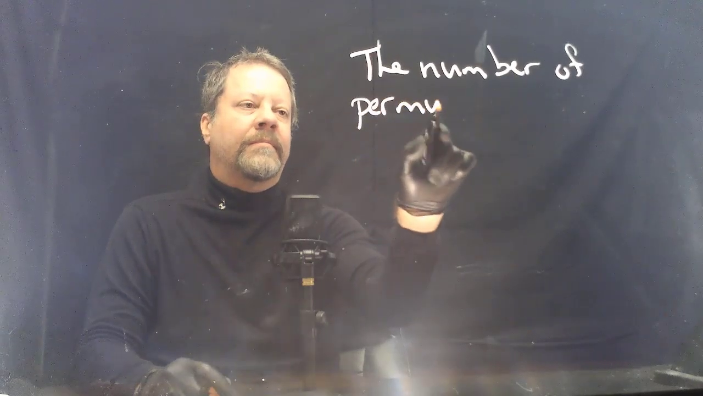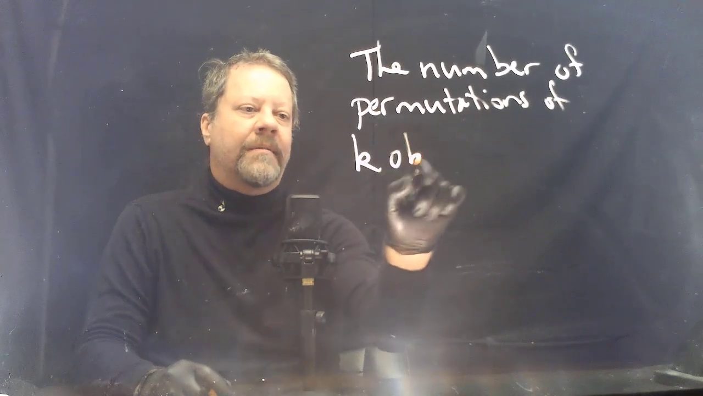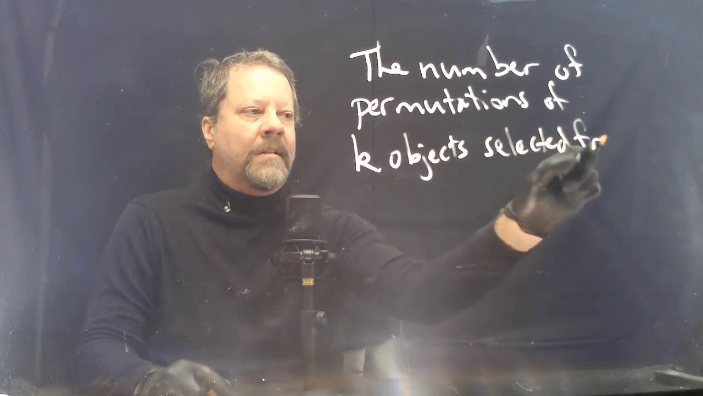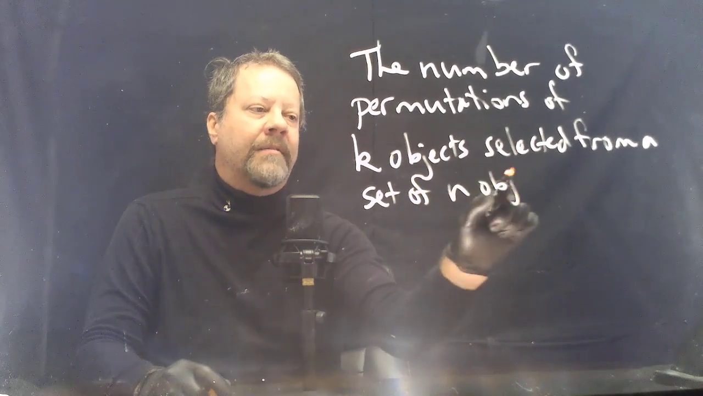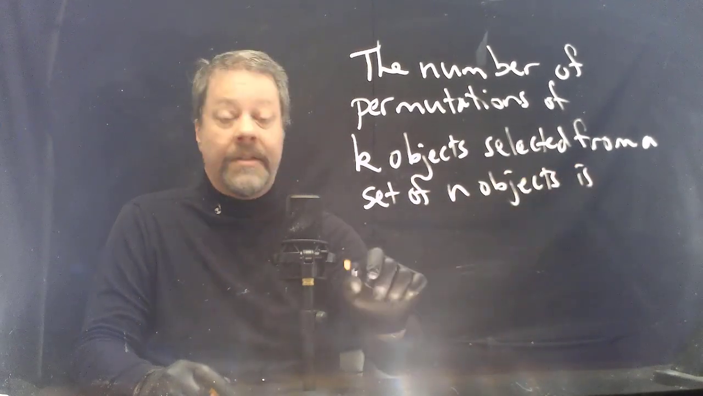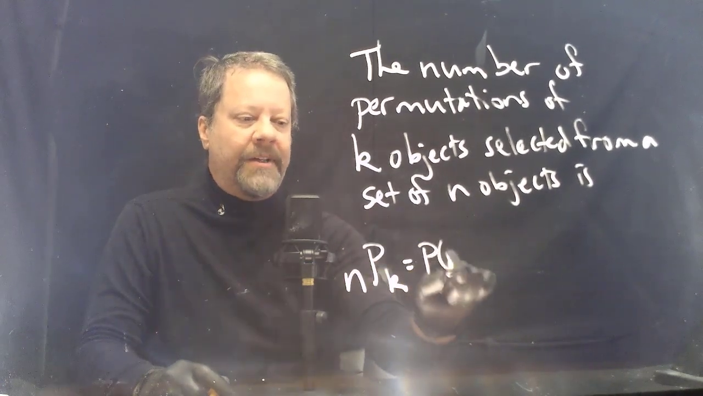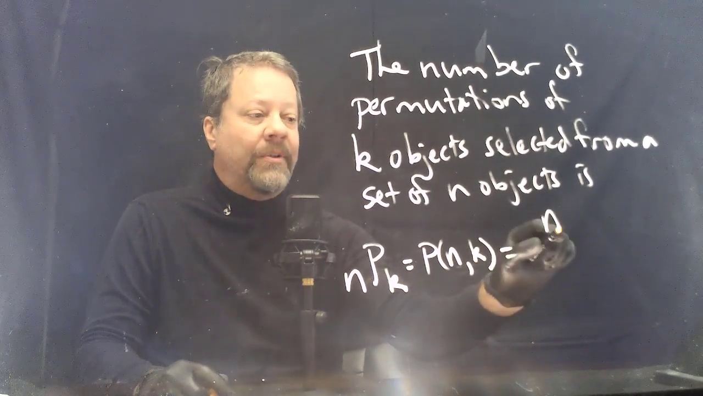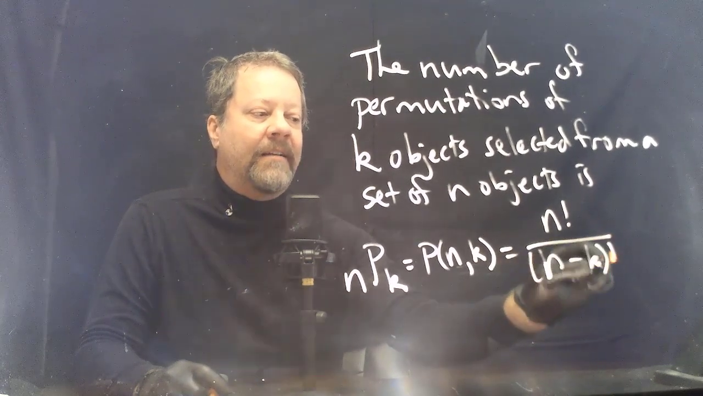The number of permutations of k objects selected from a set of n objects is denoted by n permute k, or the permutation of n objects taken k at a time, and it is equal to n factorial divided by n minus k factorial.